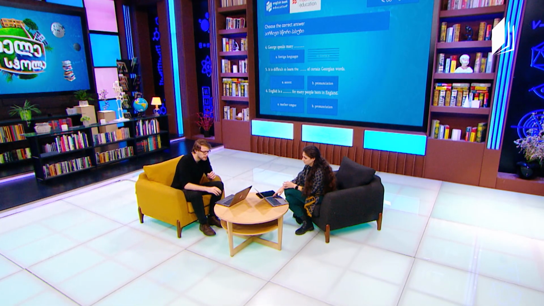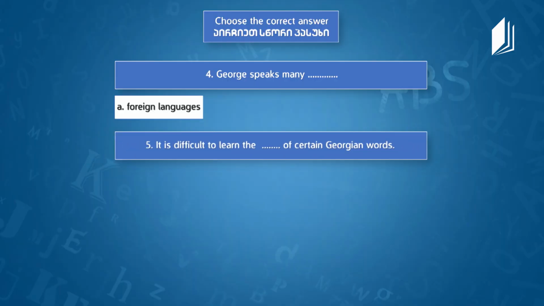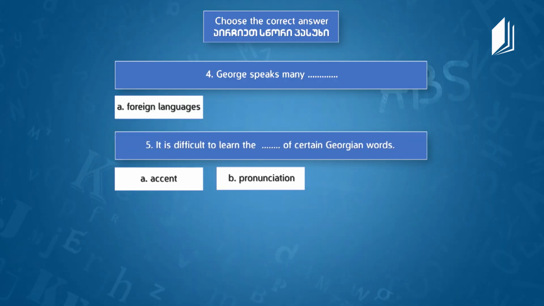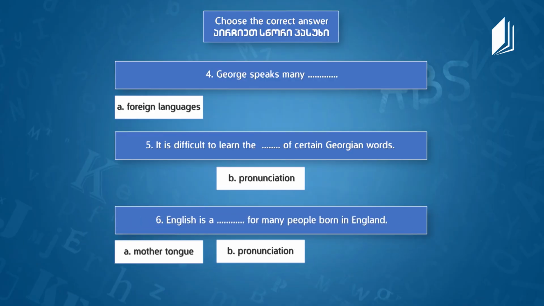Yeah, good. And next, it is difficult to learn the blank of certain Georgian words. What do you think that could be? I think that's definitely pronunciation. You should know more about this. I have a lot of problems with the pronunciation. And our last sentence is English is a blank for many people born in England. So we have two choices, mother tongue or pronunciation again. So what do you think? And of course, your mother tongue is Georgian and mine is English, so it is mother tongue. Definitely, mother tongue is the right choice.